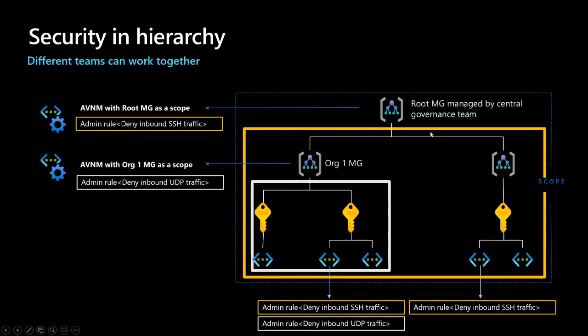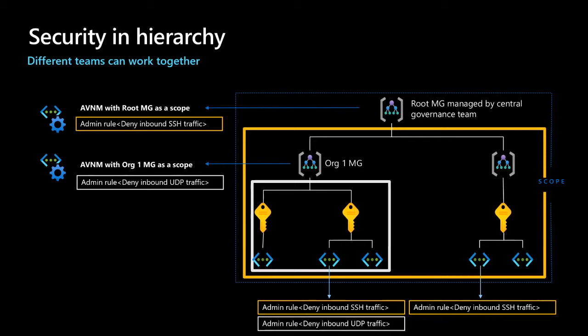And here I want to also describe how security can be enforced in a hierarchical way. Basically, different teams can work together using different network manager to orchestrate their security management. So for example, you can have a root management group, right? And this root management group can be managed by, let's say, central governance team. Okay, and this central governance team can use the top level management group as the scope in the Azure Virtual Network Manager at the top level.